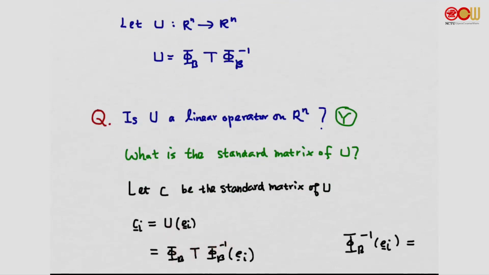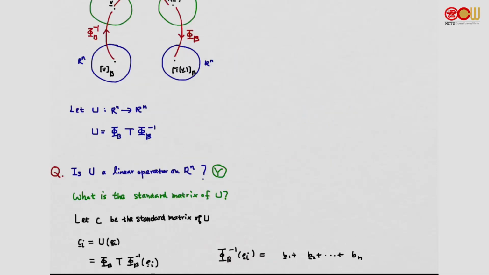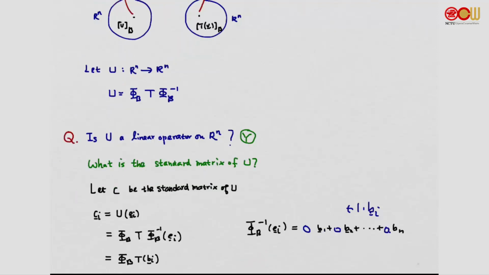U is phi b, T, phi b inverse, and then ei. So let's first consider the image of the ith standard vector under phi b inverse. Phi b inverse goes from Rn to the vector space V, and then if we have ei here, that means the coordinate vector is the ith standard vector. So the vector itself would be all 0 except the ith vector. For the ith vector, we have coefficient equal to 1, and all the others are 0. So what is the image of ei under phi b inverse? It will simply be bi.